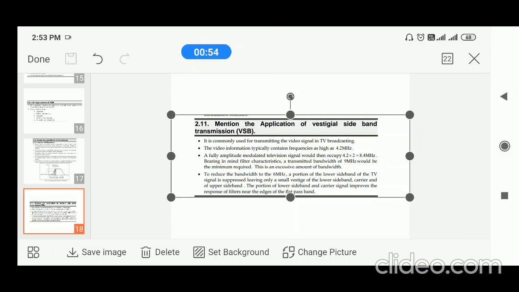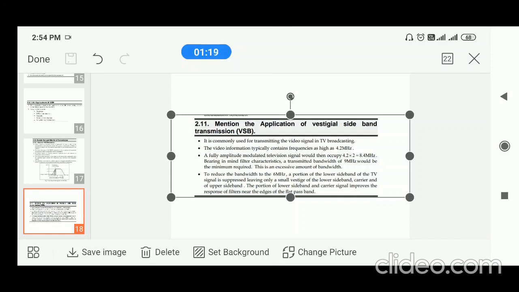Hence for vestigial sideband you require an ideal filter. That ideal filter is practically impossible. Hence the practical filter not only cuts the undesired sideband but also some portion of the desired sideband is cut.